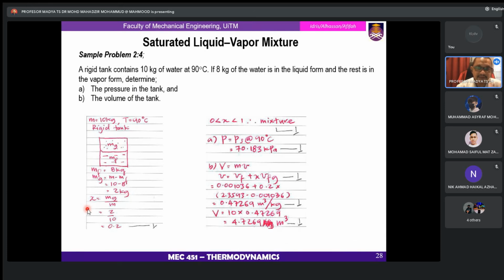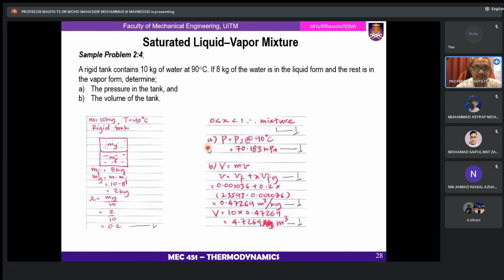So to find x, that means the vapor content, x is mg over m total. So 2 over 10 is 0.2. So 0.2, this is x. x is between 0 and 1.